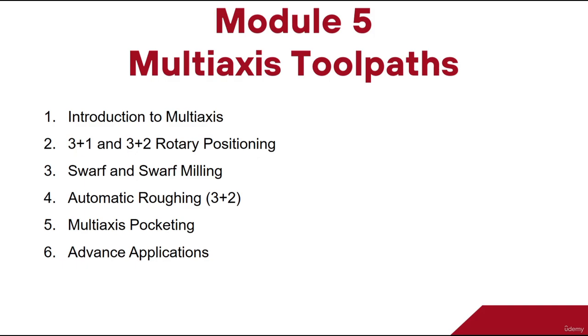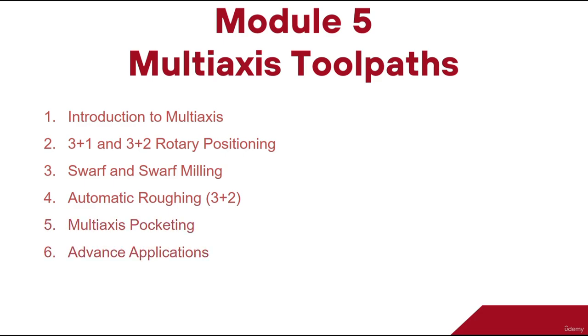So we have already studied module number 5, which is all about multi-axis toolpaths, and we have covered the introduction to multi-axis and 3+1, which is also known as 4-axis, and 3+2 5-axis rotary positioning toolpath. We have also covered swath milling and the most interesting toolpath, the automatic roughing 3+2. It uses 3-axis plus 2-axis to make it a 5-axis roughing toolpath. So today we are going to start multi-axis pocketing in an advanced application.